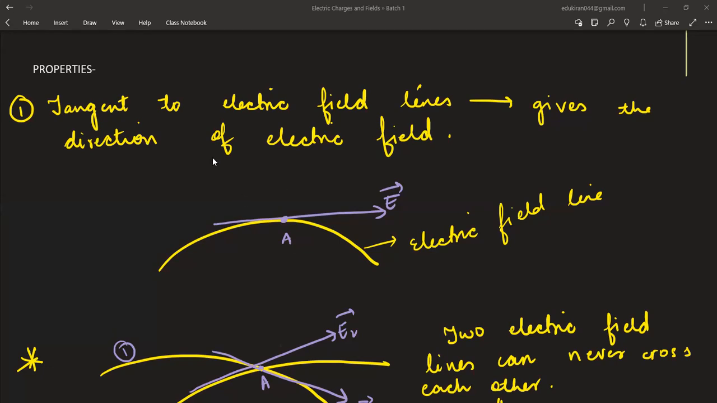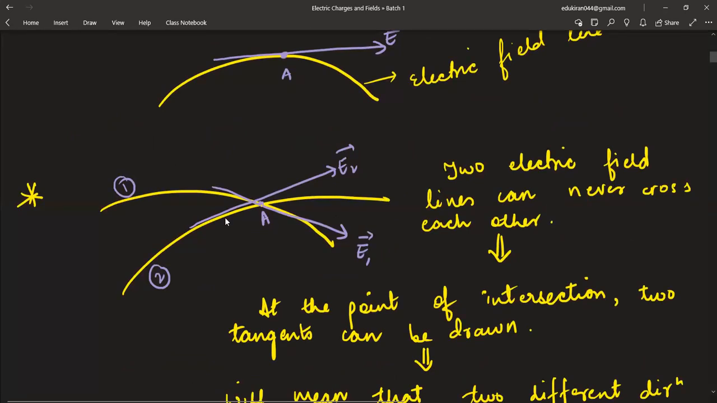See, if you have two curves coinciding, look at this figure. If two curves are coinciding, this point A is a common point. This point A is a point on the first curve also, and this point A is a point on the second one also. So one direction of electric field is E1 at this point A, and the second direction of electric field at this point is E2.